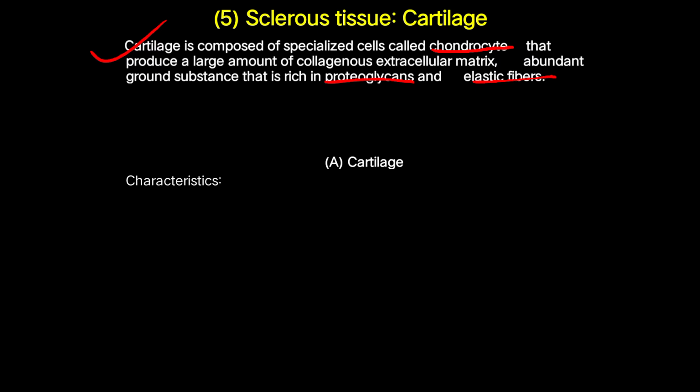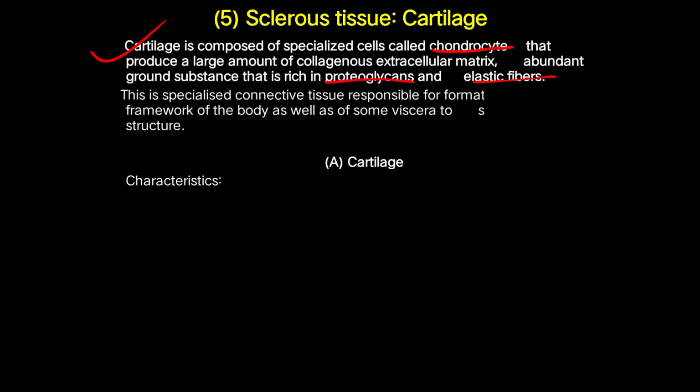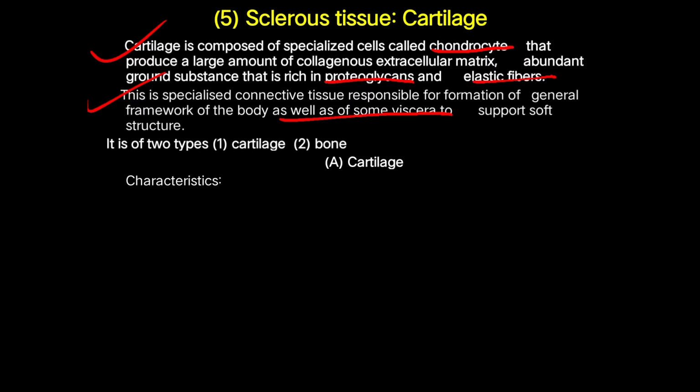So it has the specific type of cell called chondrocyte, that produces a large amount of collagenous extracellular matrix and abundant ground substance that is rich in proteoglycans and elastic fibers. Now this is a specialized connective tissue responsible for the formation of the general framework of the body as well as some viscera, to support the soft structures. And it is of two types, cartilage as well as bone. So sclerous tissue means specialized connective tissue, which is of two types, cartilage and bone.